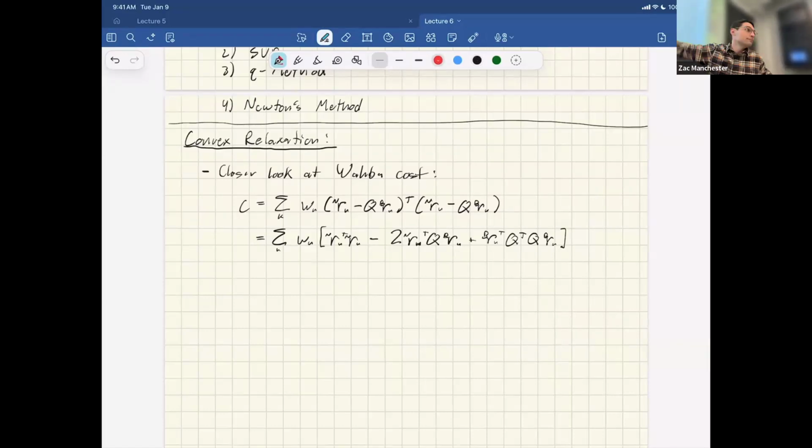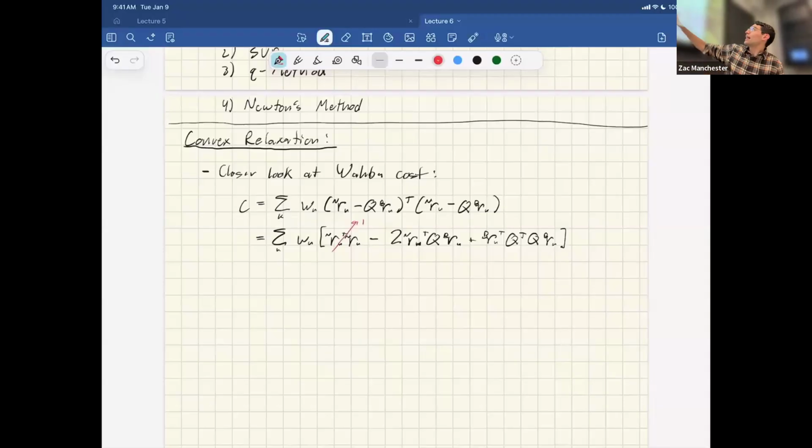What's the first term? What are the R's? So that's Rn times itself, like taking the dot product with itself. What's Rn? It's a unit vector, right? So what is that first term then? It's a unit vector dotted with itself. It's 1. So that first term is a constant. It's always 1, so it drops out.